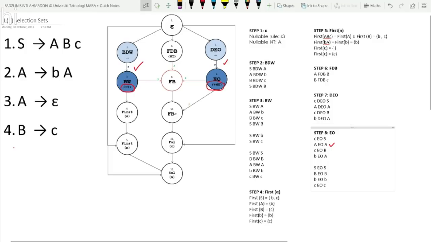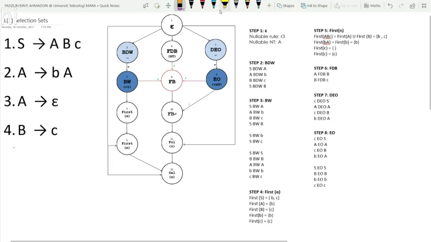So how do we consider all nullable non-terminal? Sorry, not nullable non-terminal, all non-terminals. So where are all of our non-terminals? A, B. But because we already have A, E, O, A over here and B, E, O, B over here, we do not need to add it again. Okay. So we are done from step 1 up until step 8.